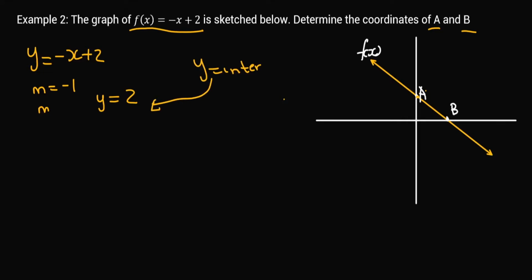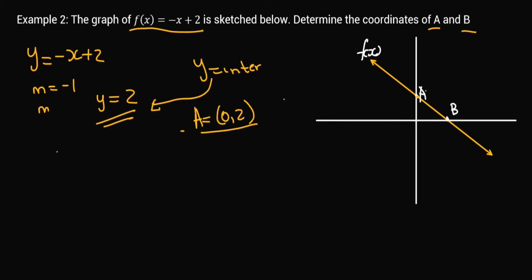So your y-intercept is y equal to 2. But this is not the answer, because the question asks for the coordinates of A. So A is equal to (0, 2), because when you get your y-intercept, you have to make x equal to 0. Do not forget that when they say coordinates, you need to give it in this form.